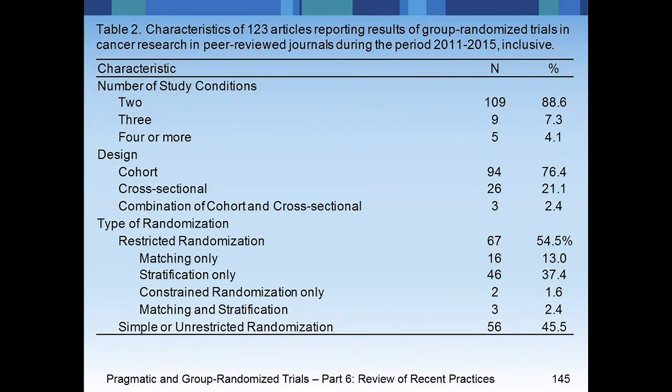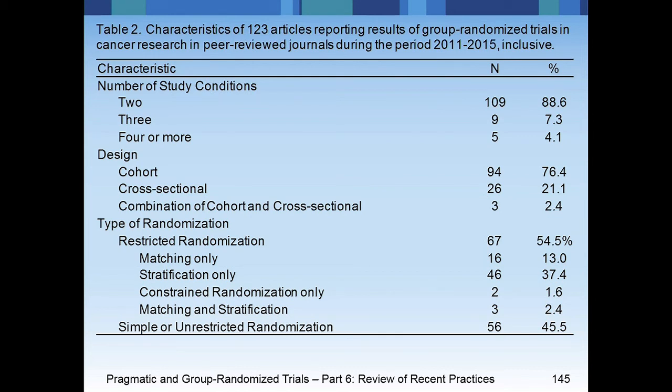Of the 123 articles that we examined, most had 2 study conditions, so comparing intervention versus control or intervention versus comparison. 88% had just 2. We had a small fraction that had 3 and an even smaller fraction that had 4 or more. Most of the studies that we reviewed used a cohort design, so they're following the same participants over time. But 20% used a cross-sectional design where they measured different participants at each time point, and a small fraction, under 3%, had a combination of both cohort and cross-section.